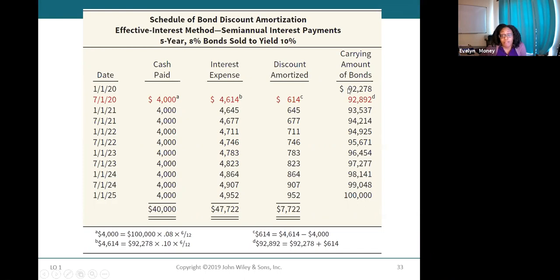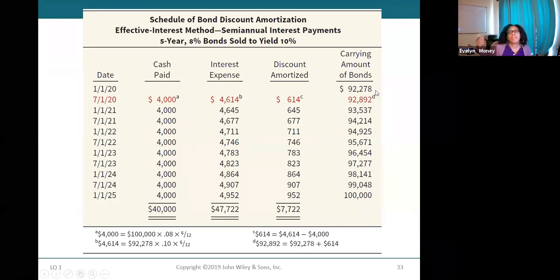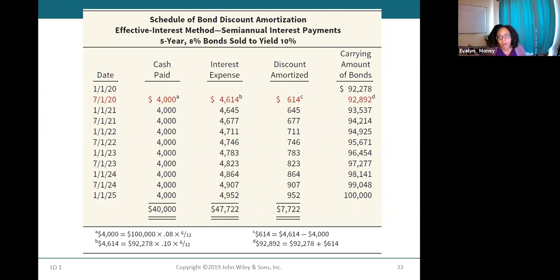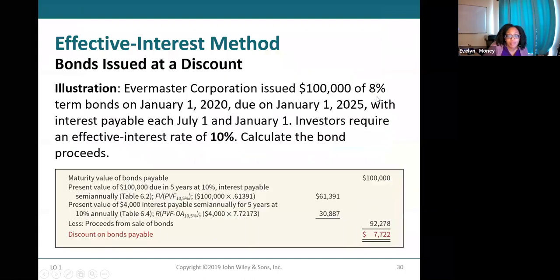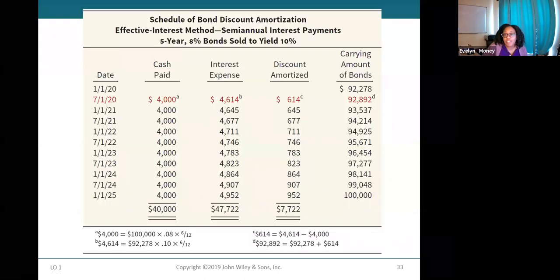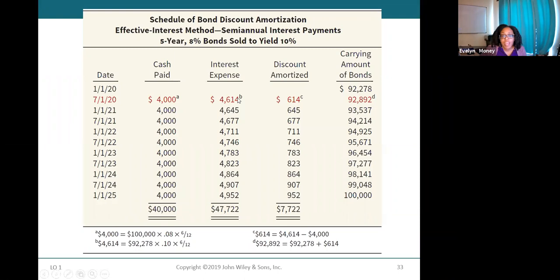And we know that the carrying value of the bond slowly increases because at the end of the life of the bond, the carrying value has to be equal to the par value. So that carrying value when bonds are issued at a discount is slowly increasing because we're amortizing the discount on bonds payable. So we find the interest expense by taking our market rate of interest, which was, I think, 10%. Yes, our market rate of interest of 10%.